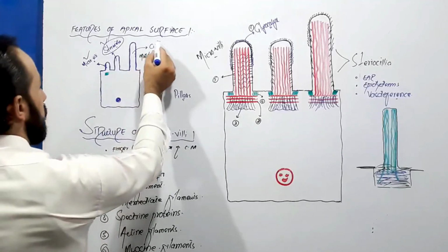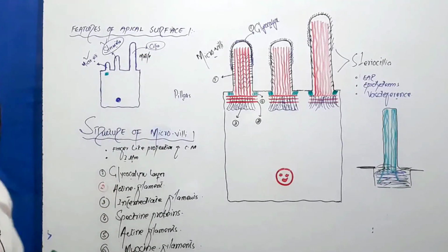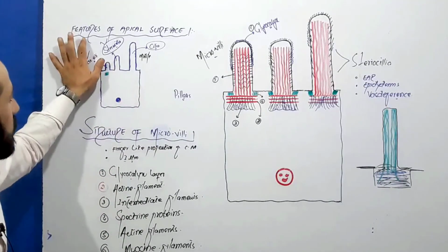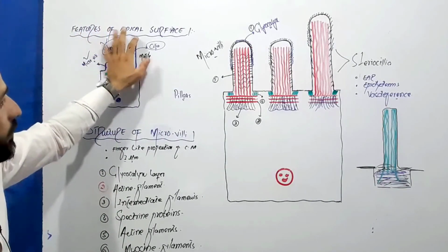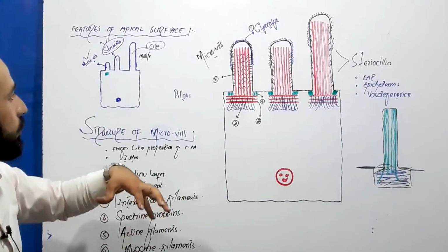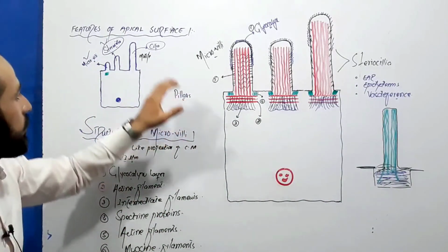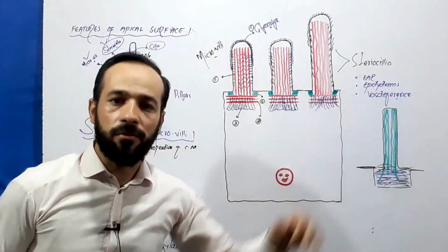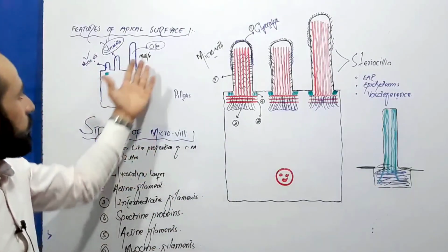In the next lecture I will discuss the structure of the cilia in detail, inshallah. So friends, about the apical surface, features of the apical surface of the epithelial tissue in human bodies and other animals, we discussed the microvilli and stereocilia. In the next lecture we will discuss the cilia.